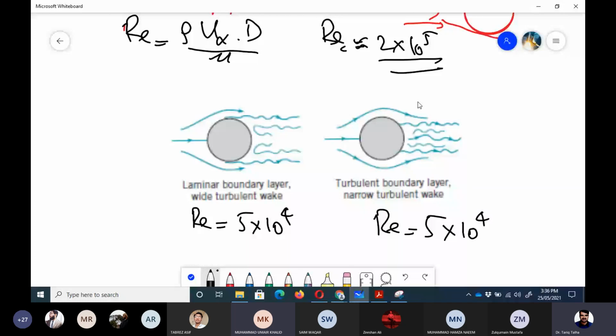Is there a way we can make it turbulent? Anyone? How can we make it turbulent at this 50,000? Can you think of any way? Velocity is not going to change, because the Reynolds number is 50,000 here for both cases. So, is it possible that the flow would become turbulent for the right hand side figure at the same Reynolds number, which is 50,000? Just think.